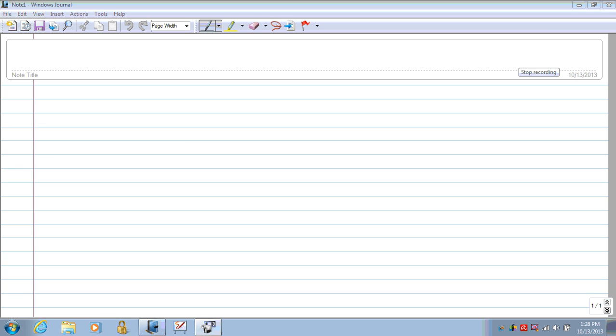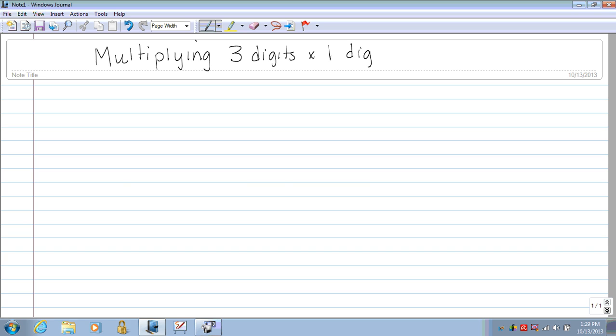Today, we are going to learn to multiply 3 digits by 1 digit. So, at the top of your 2-column notes, please write multiplying 3 digits times 1 digit. And that is your I can statement for today. I can multiply 3 digits times 1 digit.